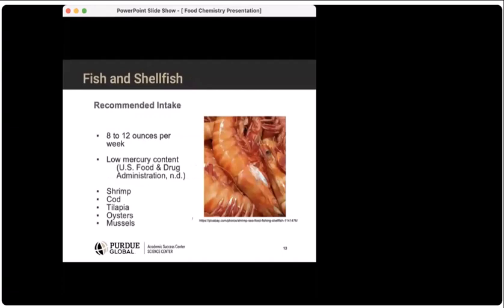So what's the recommendation with regards to fish and shellfish? Generally speaking, we should eat about 8 to 12 ounces per week, selecting those that are going to be lower in mercury. Some examples of fish and shellfish not already mentioned that might be good choices because they're low in mercury would be shrimp, cod, tilapia, oysters, and mussels.